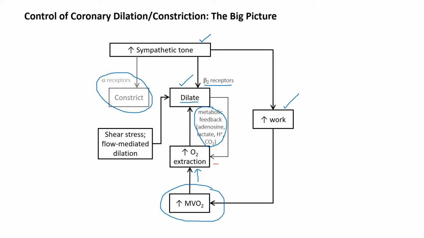There are a lot of potential players in that metabolically mediated feedback. Adenosine release, CO2 production, lactate and hydrogen ions are all proposed signals in that mechanism. The truth is we really don't know the details. There's also a shear stress dependent or flow mediated vasodilation mechanism that involves nitric oxide, and we'll touch on that in a moment.